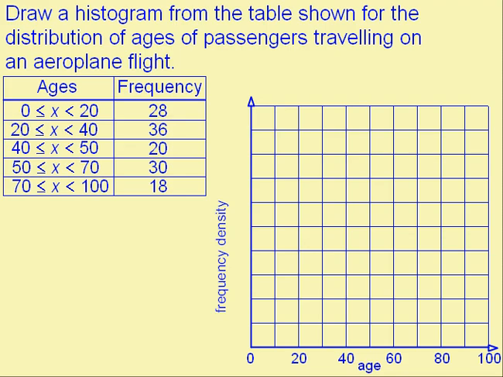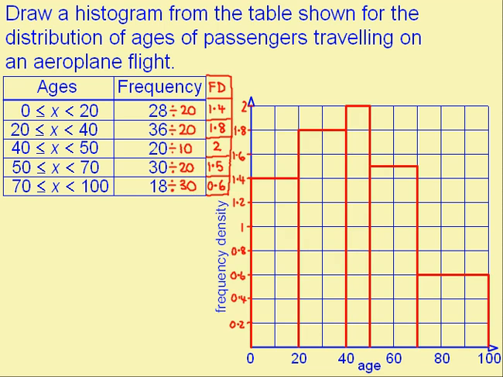Here's a question for you to try now. You'll need to copy the axes onto some squared paper. Press pause and have a go. When you're ready, press play. This is what your finished histogram should look like.